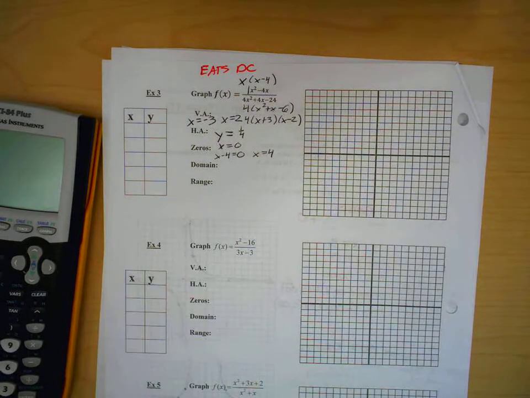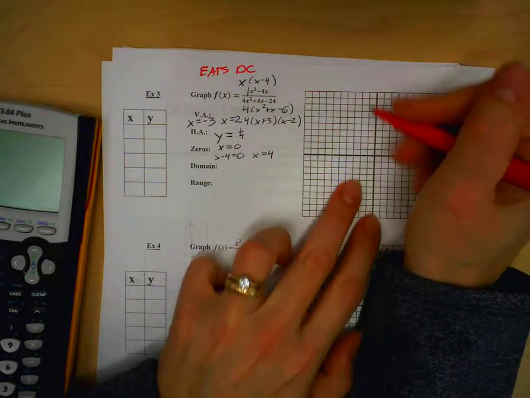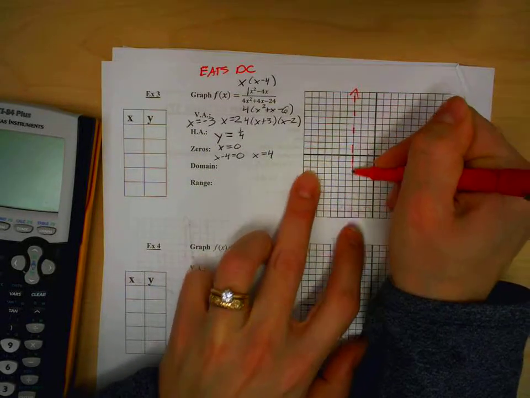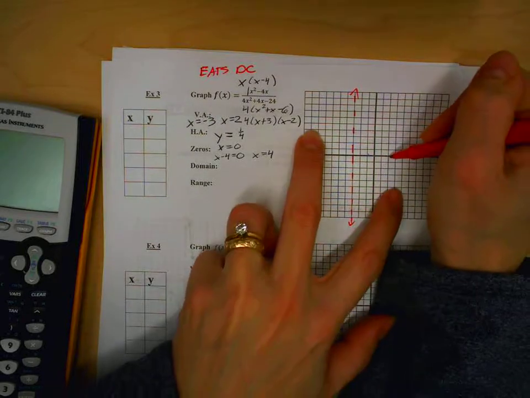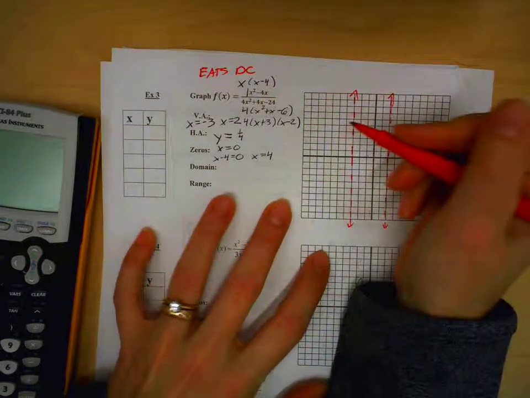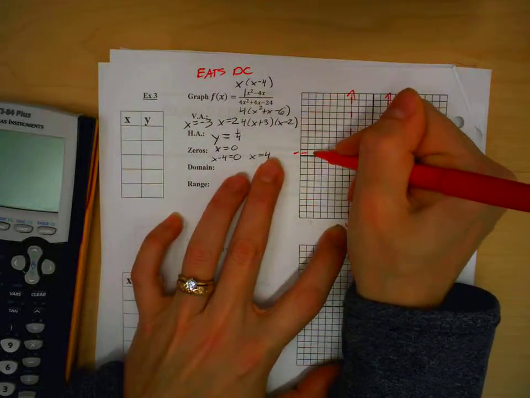All right, so let's graph what we have. We have vertical asymptotes at negative 3 and at positive 2. The horizontal, do your best to put it at 1/4. You're kind of estimating as best you can.